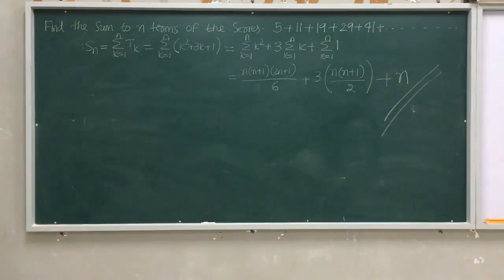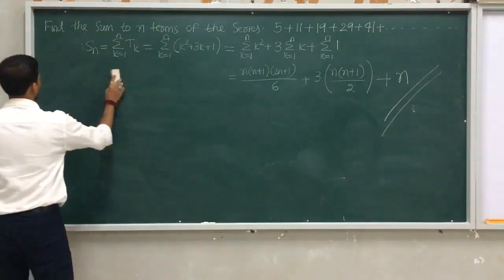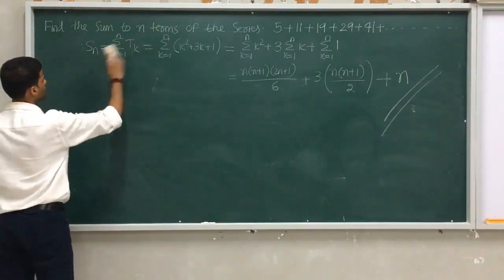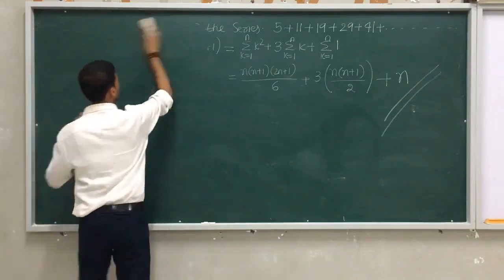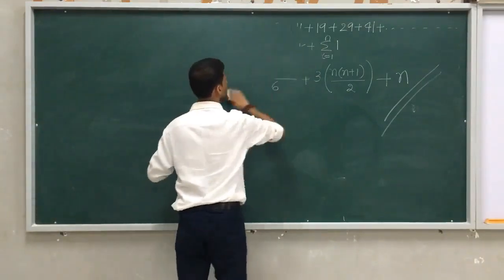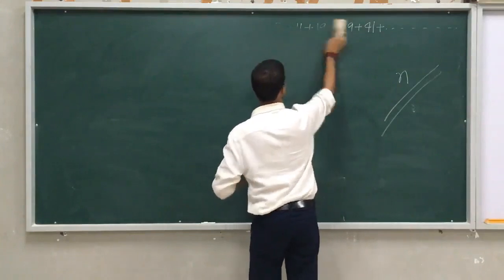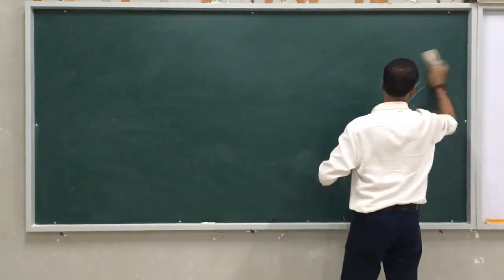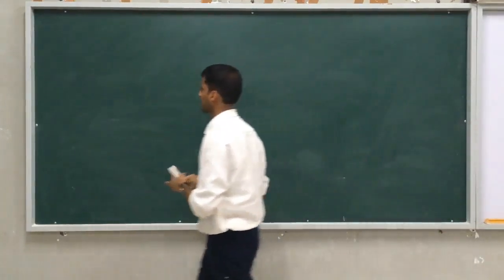Now there are many questions given at the end of the textbook. You can easily solve these questions. There are a few questions given, and this is very interesting. So the difference method is very much useful when the series is neither AP nor GP. We will discuss the next question.